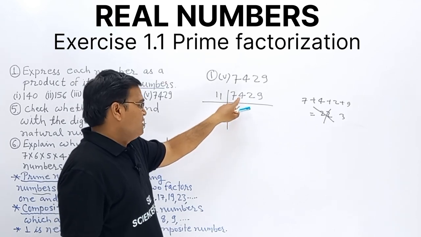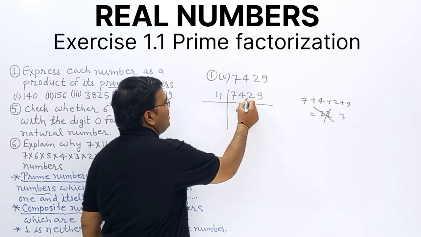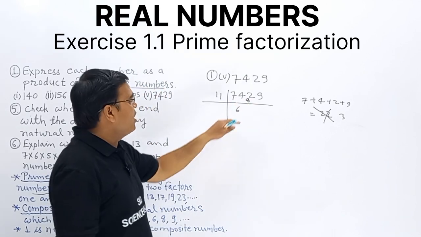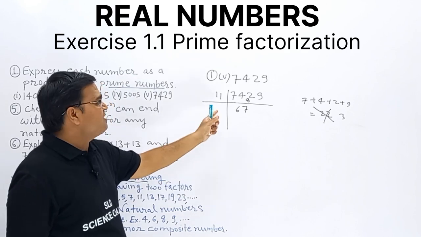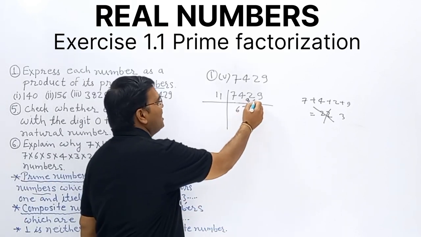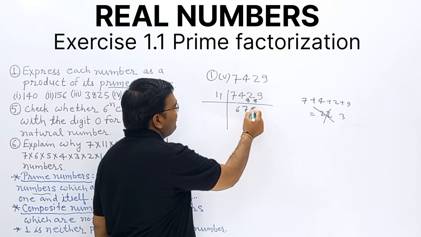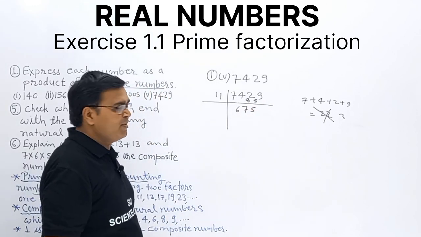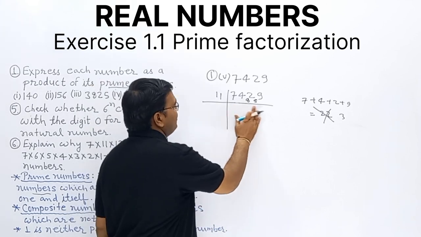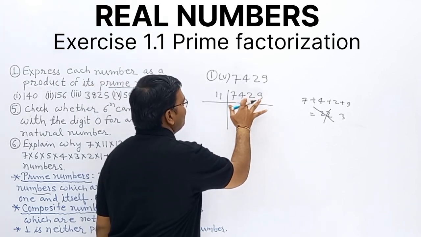66. 4 minus 4 is 0, 8 is remaining. Now 82. How many times is it going? 7 times. Now 82 minus 77, we have 5. Then 59. It is going 5 times. 4 is the remainder. It is not terminating, so the remainder is not 0. We cannot use 11. So now use the next prime number.